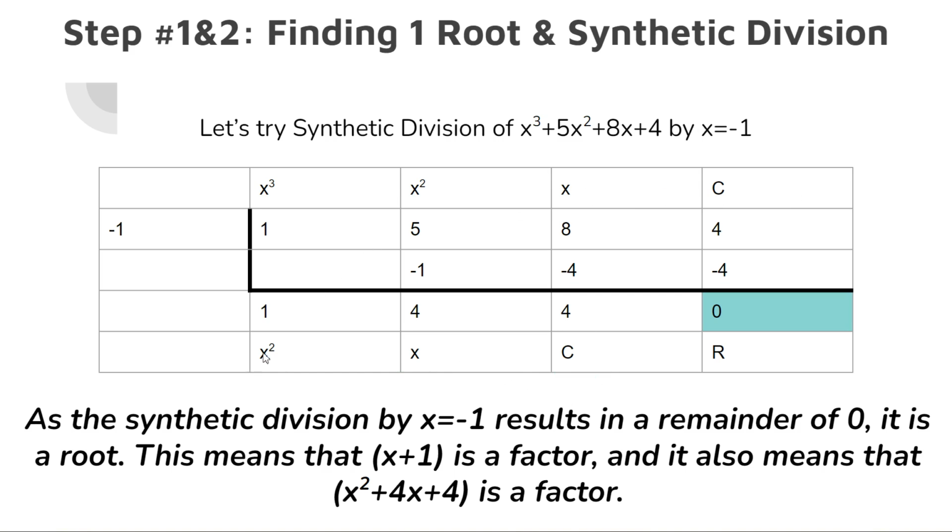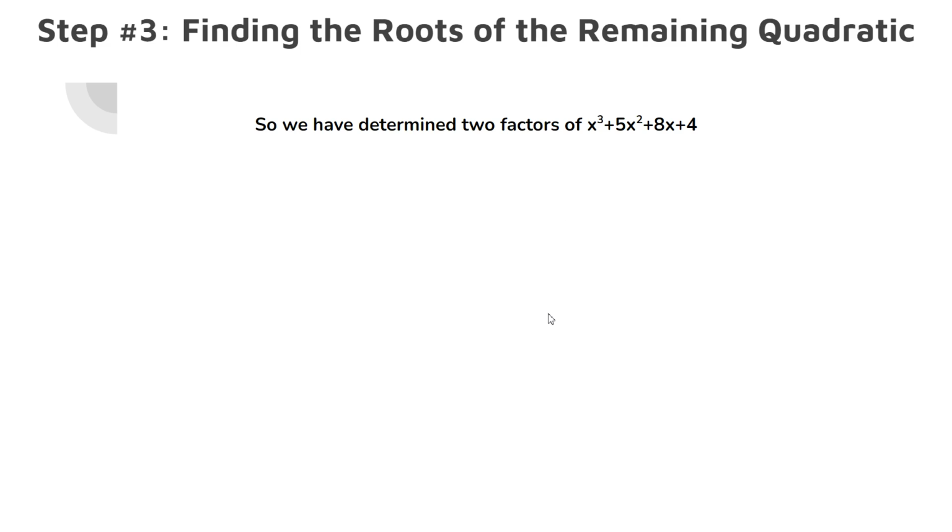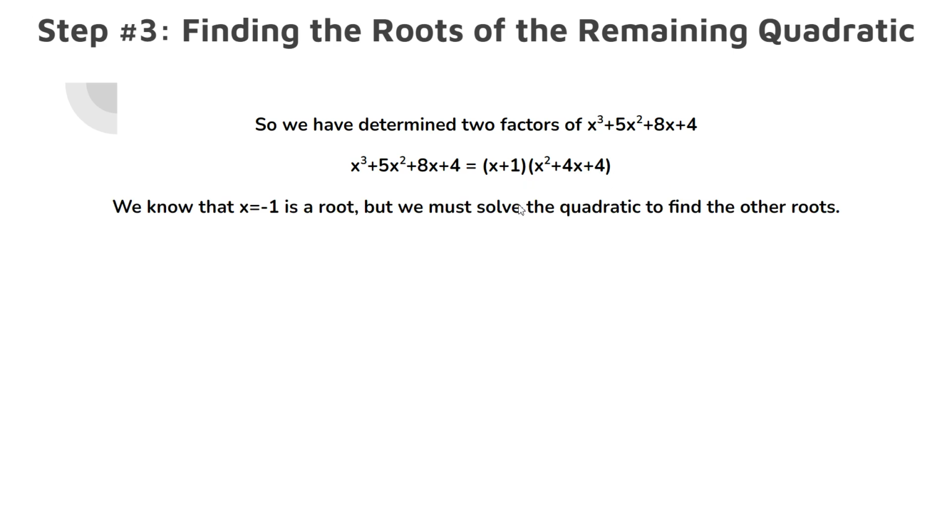Again, if you're confused why, the x squared coefficient is 1, the 4 is the x coefficient, and the c is the constant term. Now we need to find the remaining roots. We've determined two factors here, and you can expand this out to check. And we know that x equals -1 is a root from this, but we must solve the quadratic equation to find the other roots.